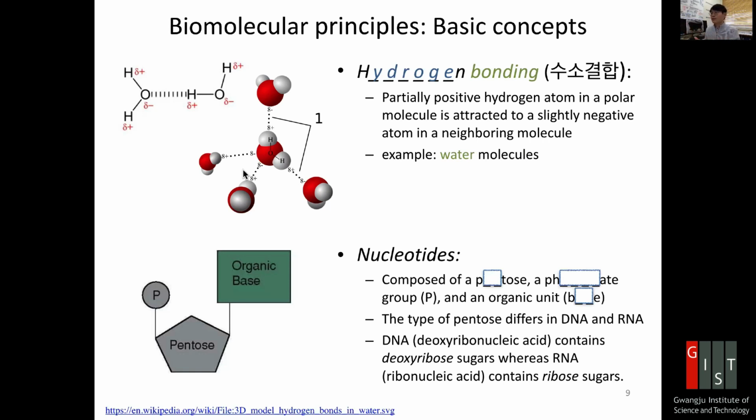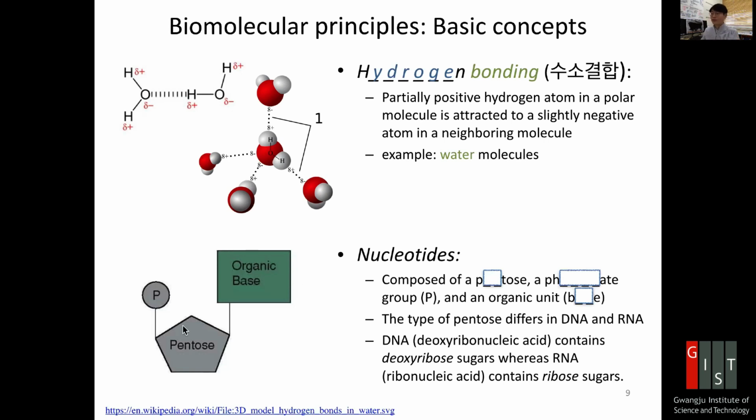So hydrogen bonding is very important, as you have already seen in protein secondary structure: the alpha helix and beta pleated sheets are due to hydrogen bonding. Now let's discuss the building blocks of nucleic acids, DNA and RNA, which we call a nucleotide. A nucleotide in a simple form is this diagram.